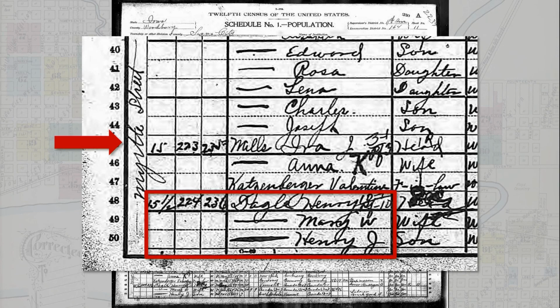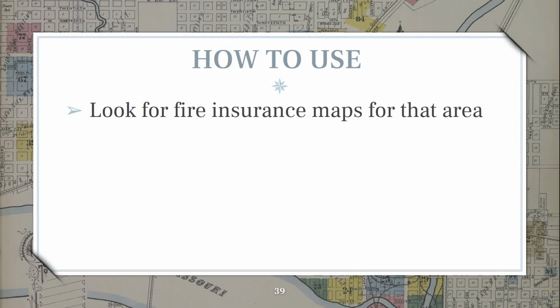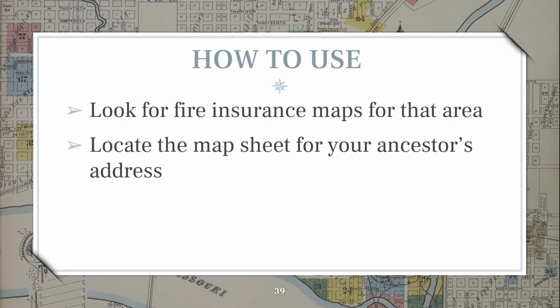If we look closer, we can see that they lived at number 15 and a half Myrtle Street. So now we have an address. Next, we want to look for the fire insurance maps for the area where the ancestor lived. And then we need to locate the exact map sheet for the ancestor's address.